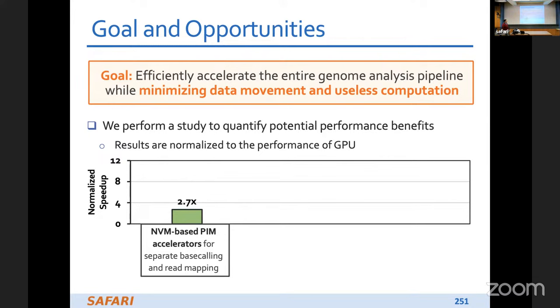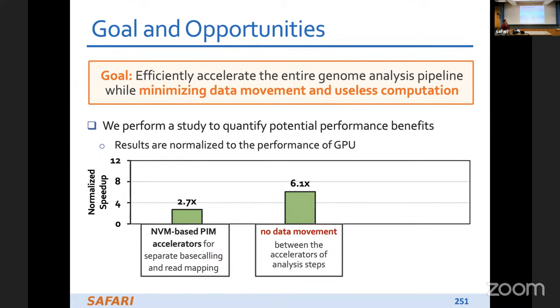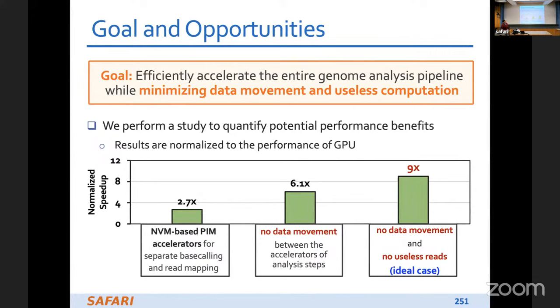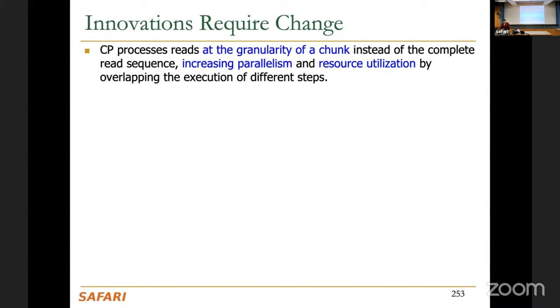So assuming that such accelerators exist, and actually these exist, and assuming their combined work, this is the speedup that we can get. And assuming that there's even no data movement between these accelerators, this is the speedup that we can get. And assuming that there's no data movement between these accelerators, and also there are no useless reads between these accelerators, meaning the reads that we are base calling are definitely going to be mapped, so there are no useless reads, this is the ideal case. And we're seeing that we can achieve significant speedup if we had such a mechanism. And this is what we're trying to implement in JamPip.